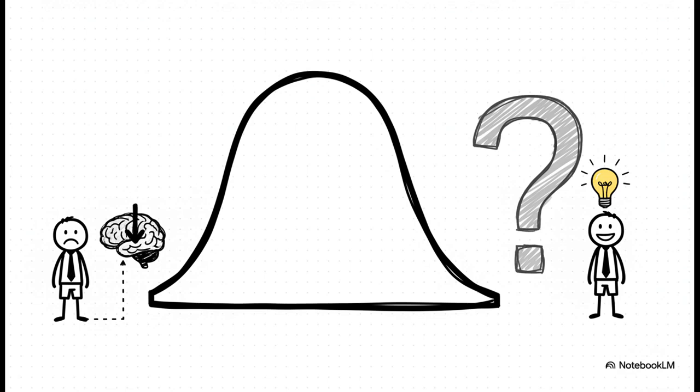But here's the massive limitation. It doesn't care if the rare trait is good or bad. I mean, having a super high IQ is statistically infrequent, but you wouldn't call that a disorder, would you?